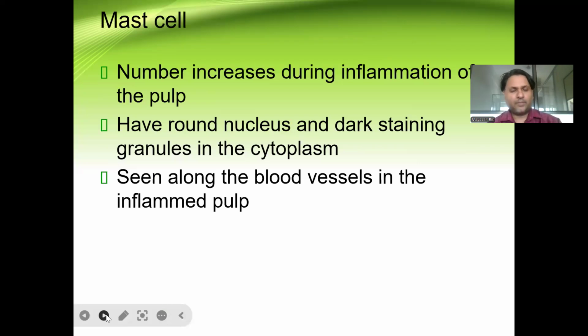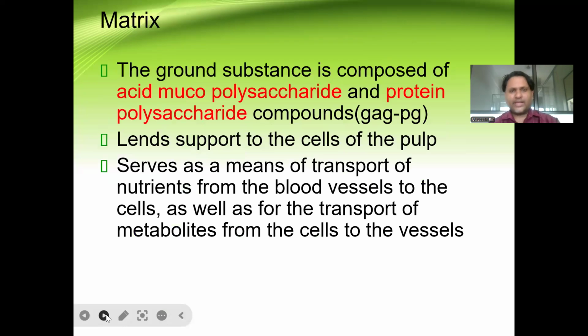When we look at the matrix as such, what we call the ground substance, we have the mucopolysaccharides and the protein polysaccharides, which is basically the glycosaminoglycans and the proteoglycans. So basically, they are the basic foundation, helping the support system, and they act as a medium for transport of the nutrients from the blood vessels to the cells, as well as the transport of metabolites from the cells to the vessels.